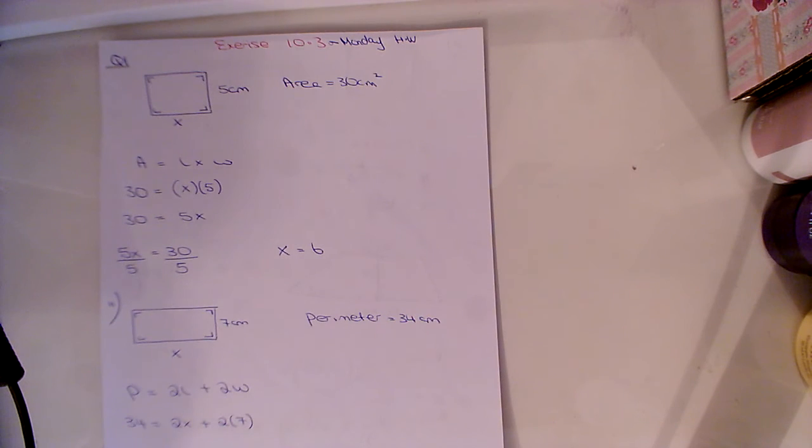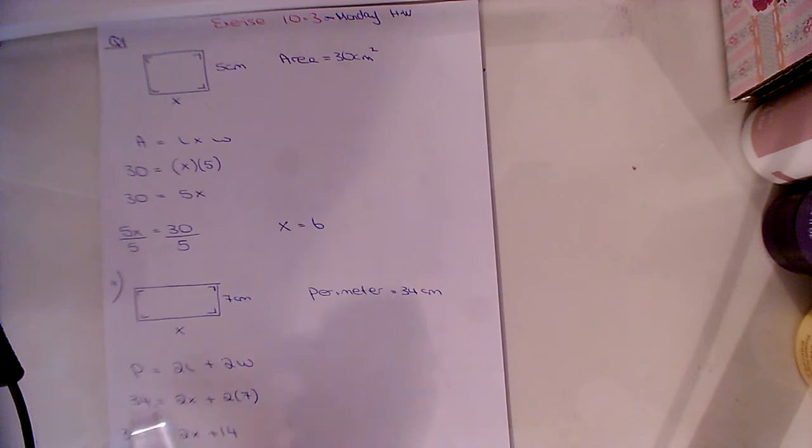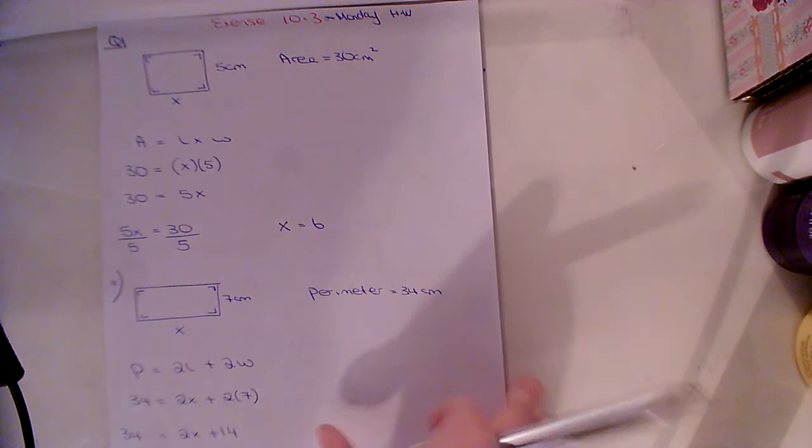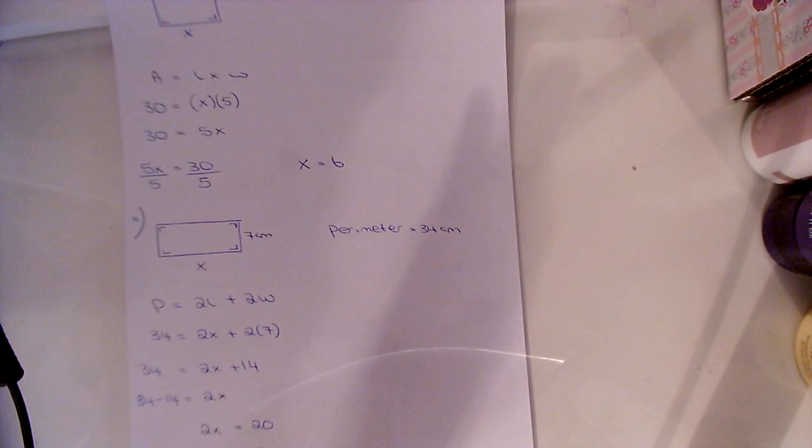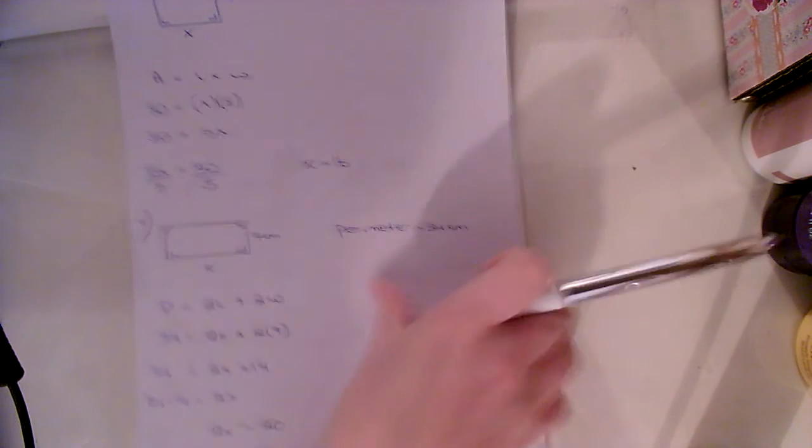Part 2, I have my perimeter. So I know the perimeter is equal to 34. So I have perimeter is equal to 2L plus 2 width. Okay, so it's going to be 7 plus 7 plus 2 of my length as well. So I have 34 is equal to 2x plus 2 bracket 7. So I have 34 is equal to 2x plus 14. 34, take away my 14, is equal to 2x. I have 2x is equal to 20, x is equal to 10 for the first one there.